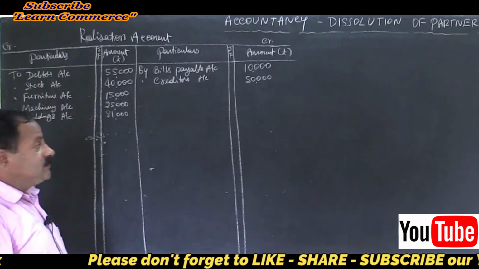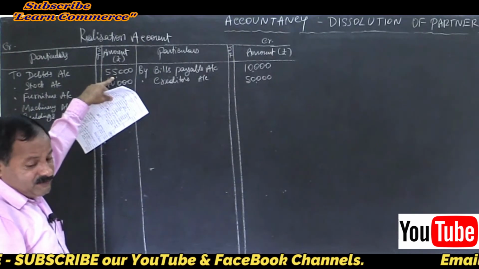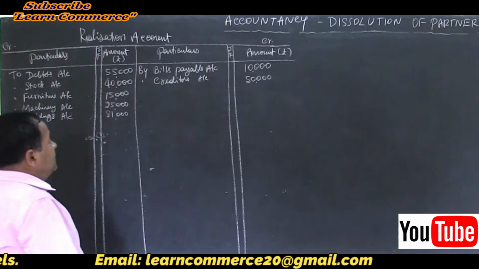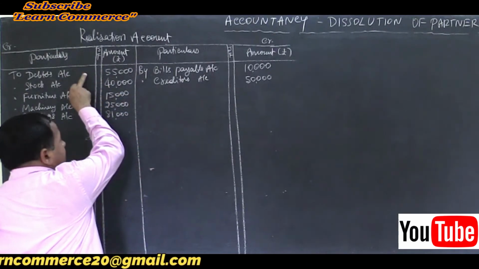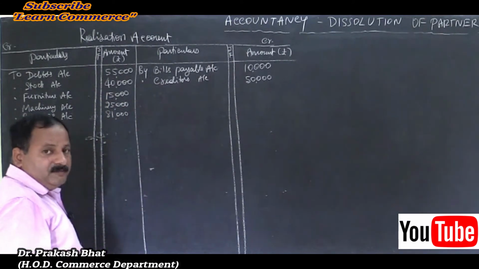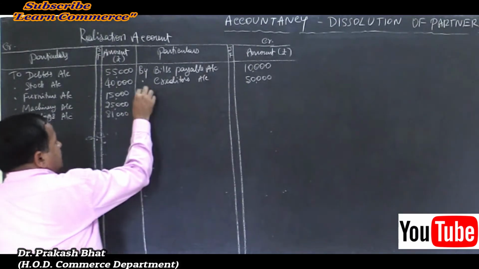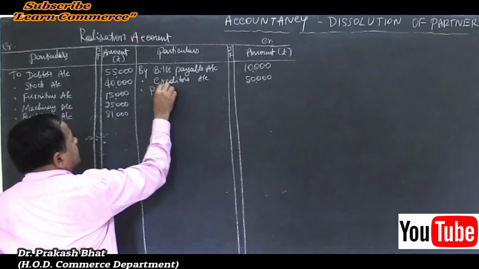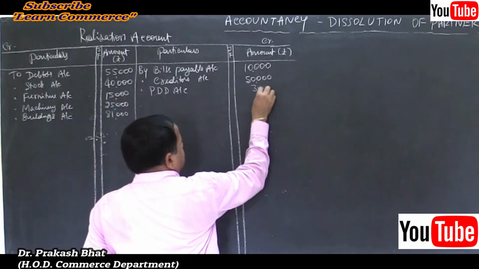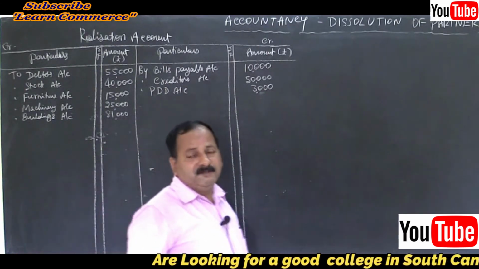While transferring the debtors, I have transferred 55,000 gross debtors. Actually, net debtors were 52,000, correct? So, you had better transfer it in the examination while writing the debtors itself, by PDD account. Otherwise, you will forget and there will be a difference. Clear? So, by PDD account, provision for doubtful debts account, 3,000. Yes. All the assets and liabilities being transferred.